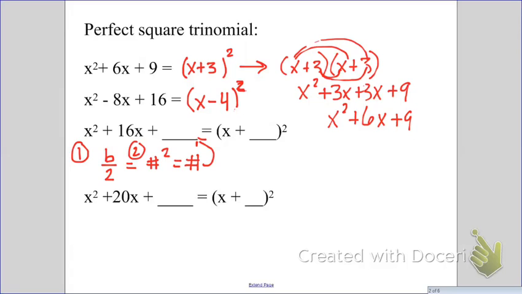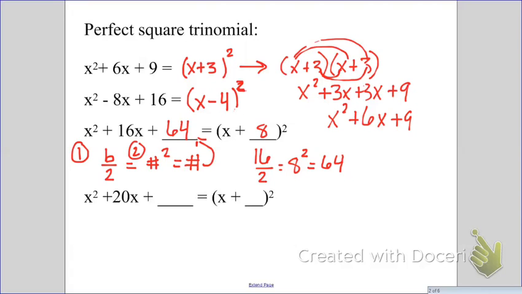So let's do it for real. 16 is our b, divided by 2, and you get 8. Square the 8, and you get 64. So our perfect number is going to be adding 64. The number that made the 64 was 8, so it's x plus 8.